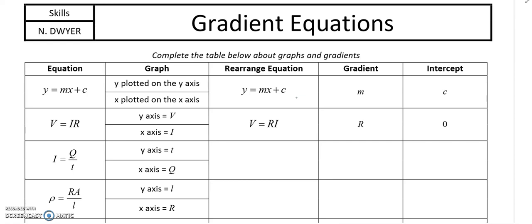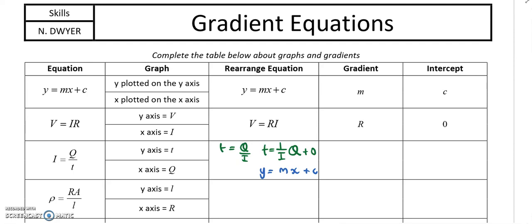So let's rearrange. We should have t on the y-axis, so t needs to be sat on its own. t equals q divided by I. Now, this is the same thing as writing t is 1 over I times q. And I can always add a plus 0 on the end, so we are now in the right form: y equals mx plus c.